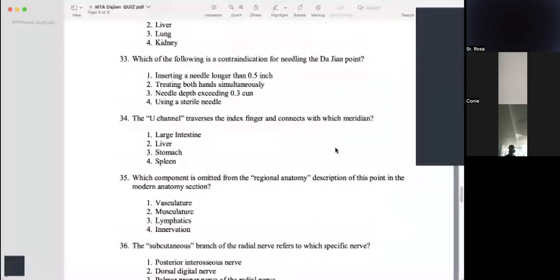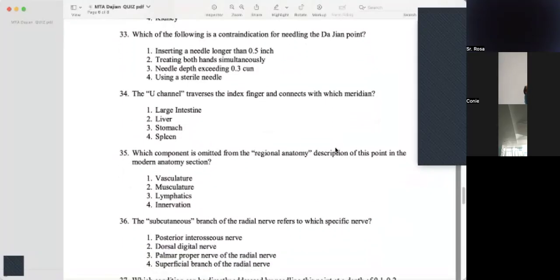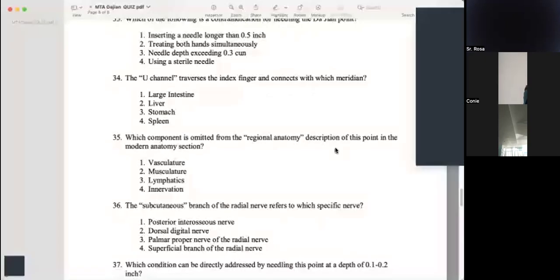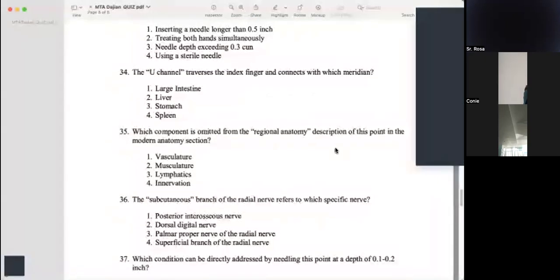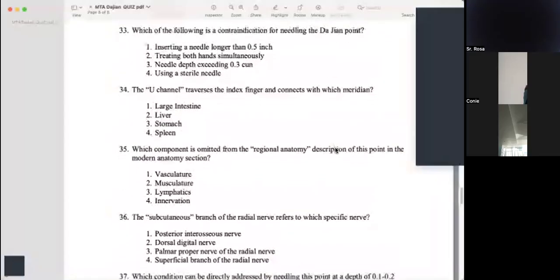Treating both hands, only one, ha? Baka nasanay kayo sa traditional. Ba't pa kayo? You can't treat simultaneously, eh. Diba? Yes. So, ang contraindication is cannot do simultaneous.